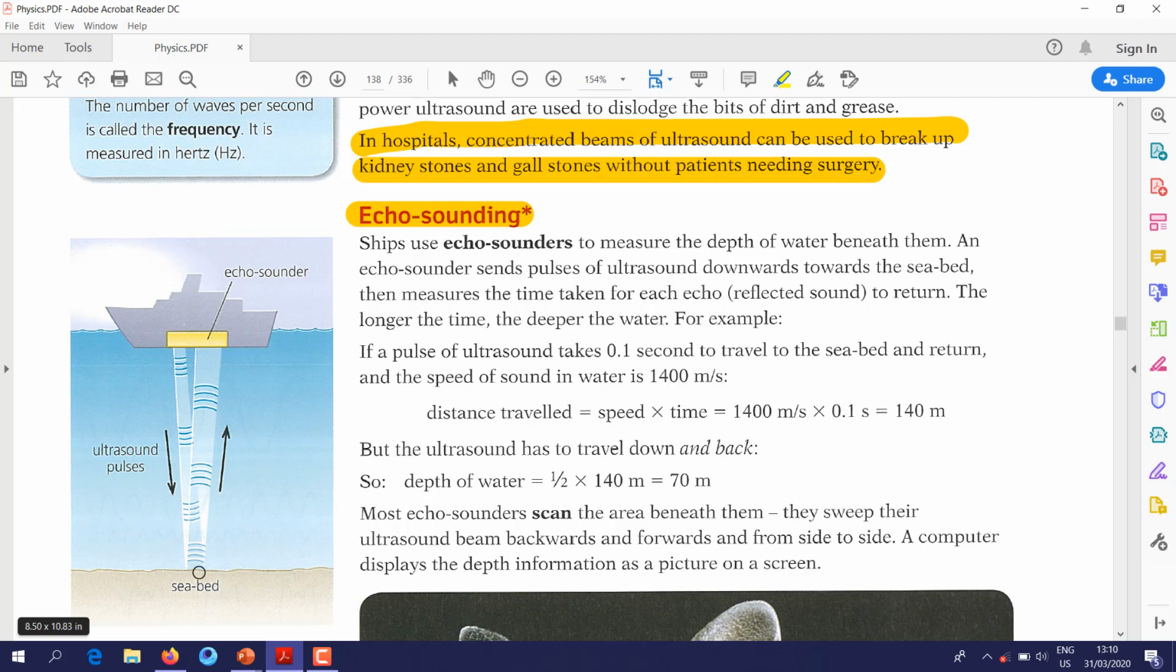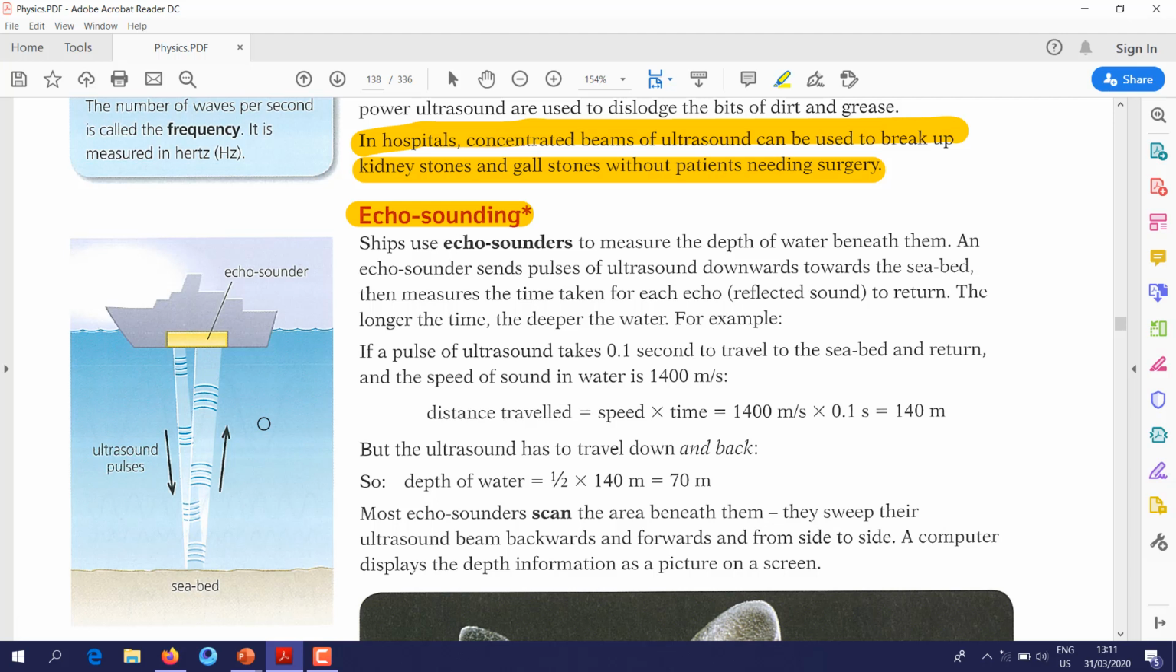When it hits the bottom of the sea, it will be reflected. So it will reflect up. Here what is happening is the ultrasound waves are going down, then up. So how will they find the depth? Firstly, they know the speed of this ultrasound in water, and then they will calculate the time from when it sends the wave until it receives it.